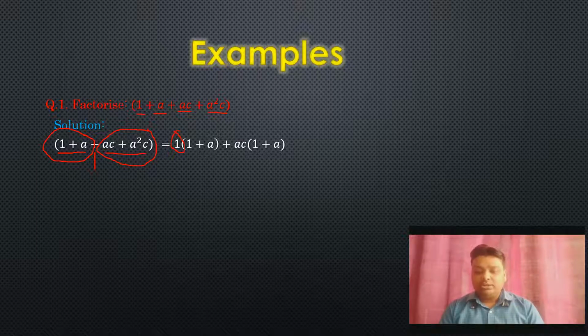Now you can see that 1 plus A and 1 plus A are common in both groups. So we can take 1 plus A common, and the leftover, 1 and AC, with plus sign, we will write as 1 plus AC in another bracket. Okay students, like this we can find the factors.